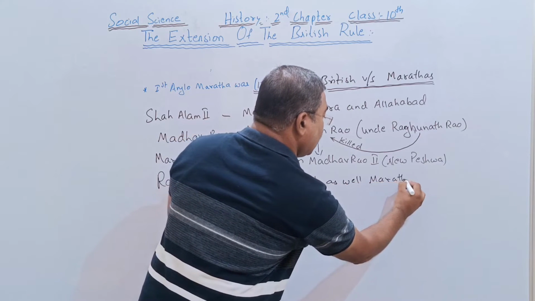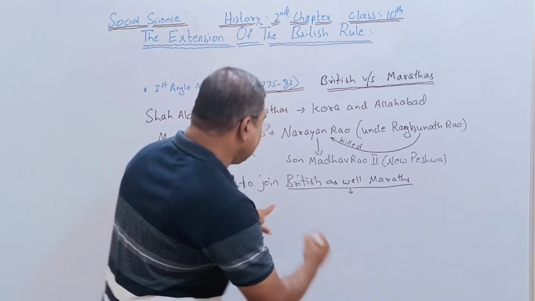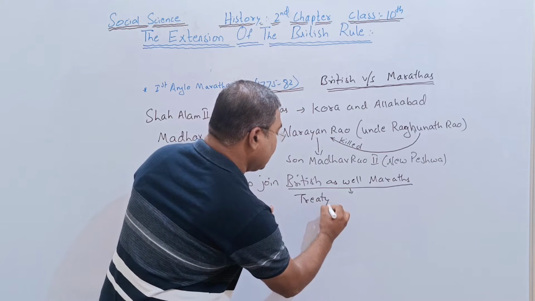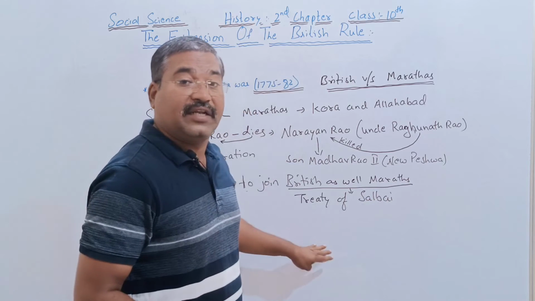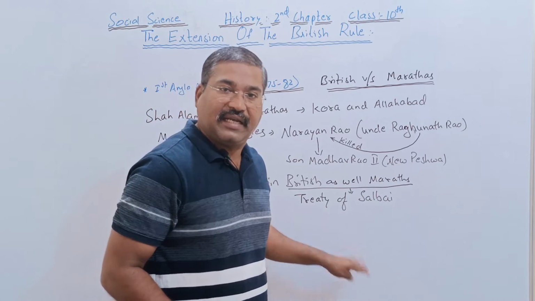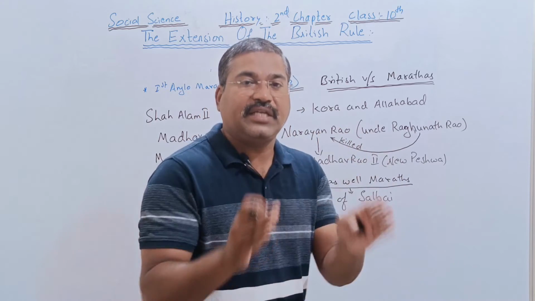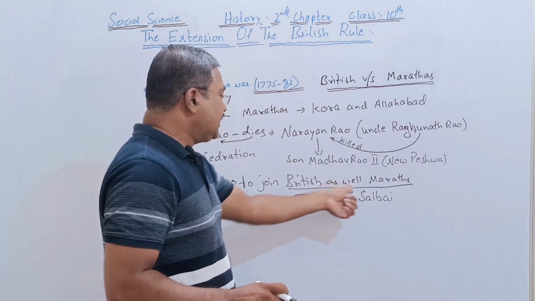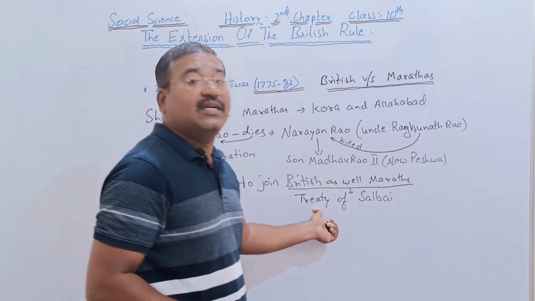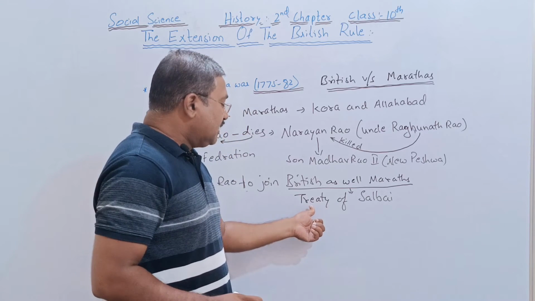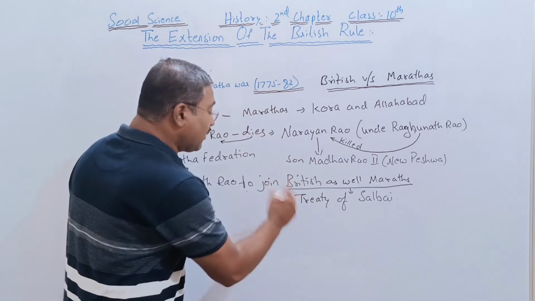Marathas. Both of them came to an agreement and they signed a treaty called the Treaty of Salbai. What was signed? The Treaty of Salbai. It was signed and peace was maintained between the British and the Marathas by signing an agreement called the Treaty of Salbai.